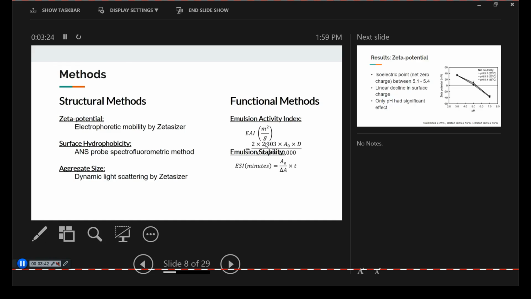So we'll only be focusing on three structural methods here, so I've just listed them here. Zeta potential by electrophoretic mobility, surface hydrophobicity using the ANS probe method that we talked about in class, and aggregate size looking at dynamic light scattering. And the functional methods, again, emulsion activity and stability, similar to how we've described in class.